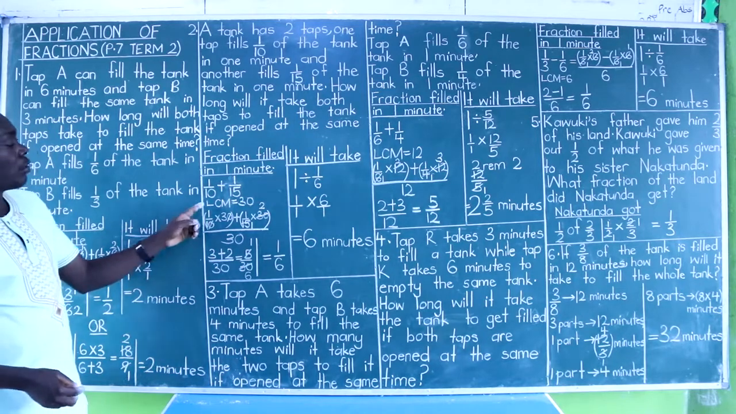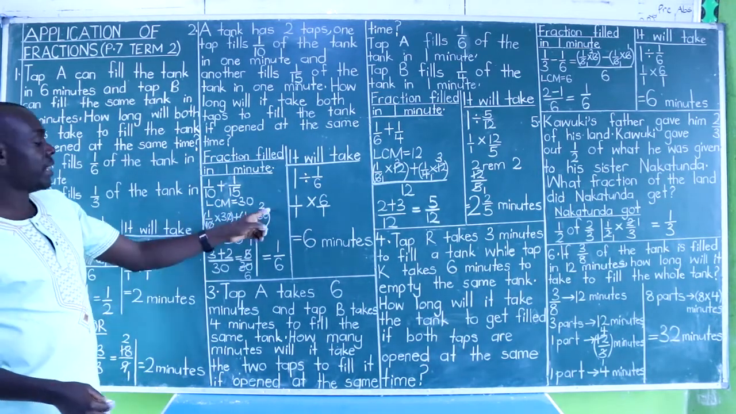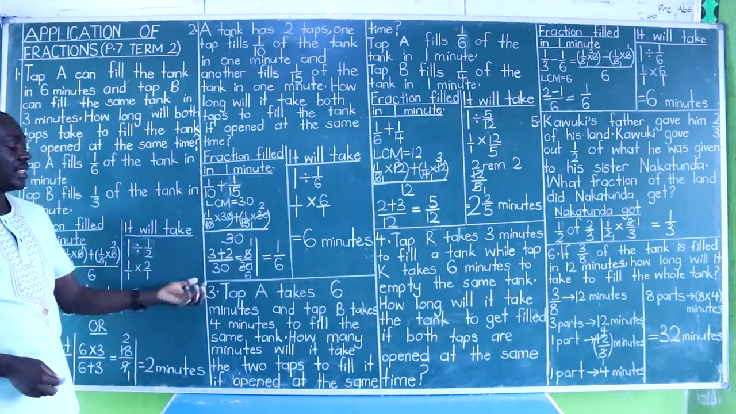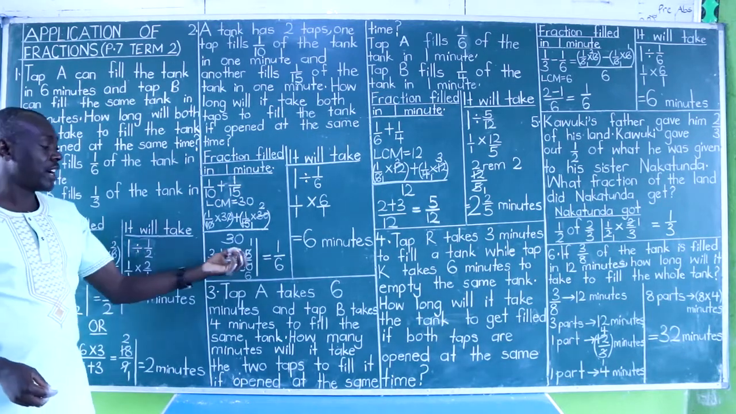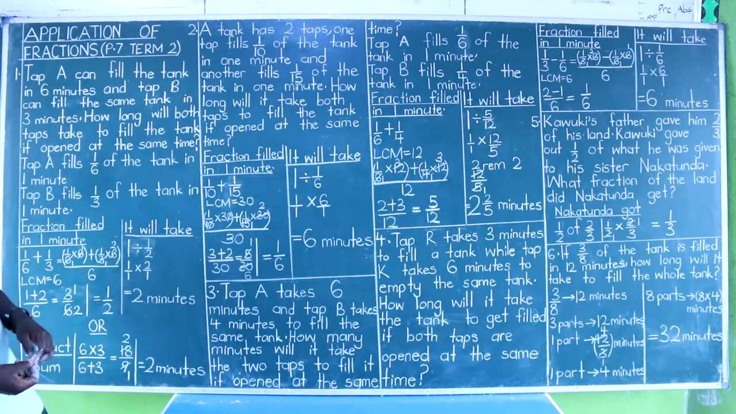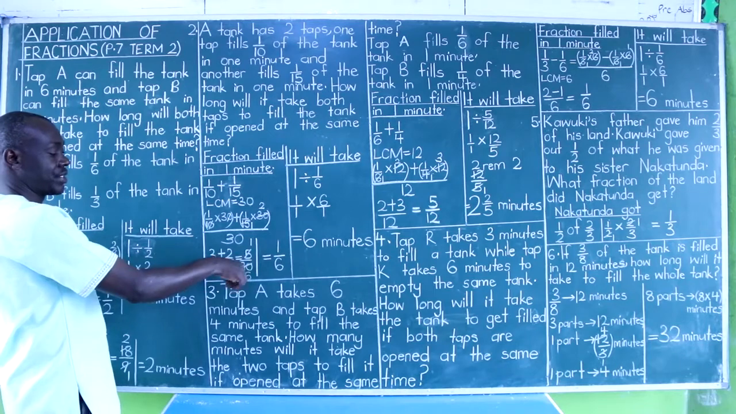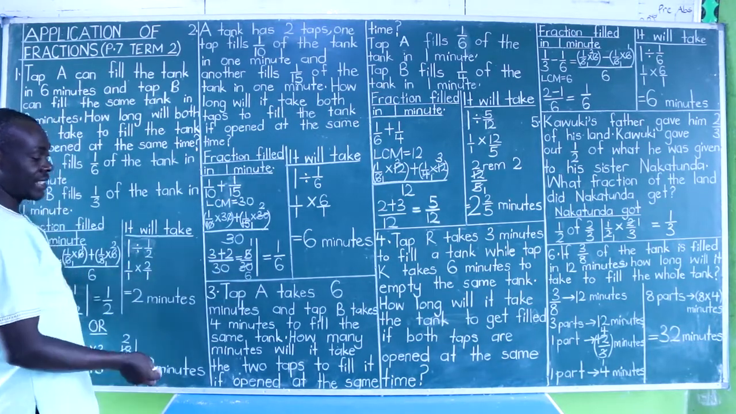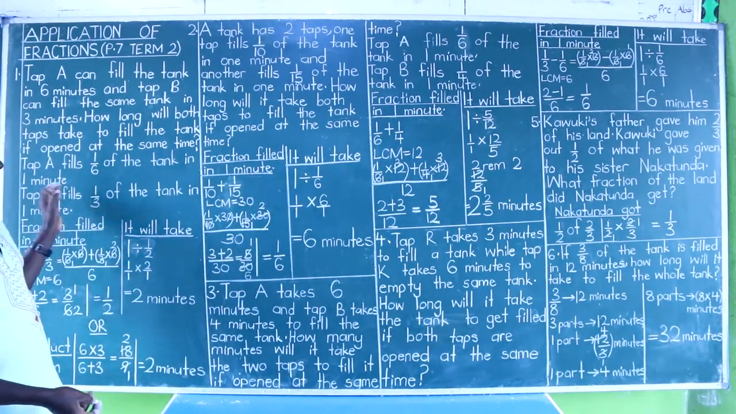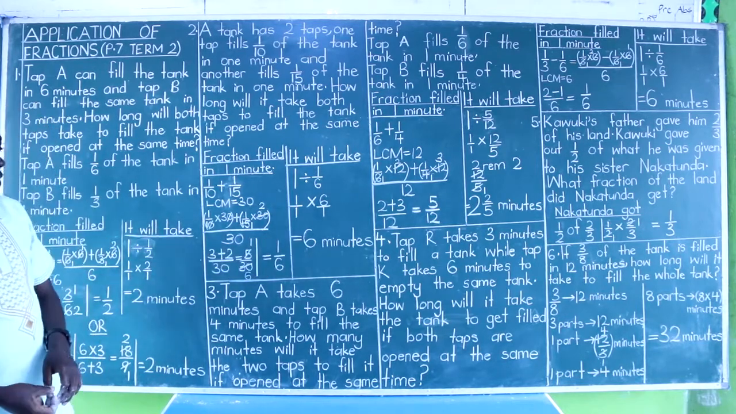Then multiply 1 by 3 to get a 3. 1 by 2 get a 2 out of the 30. Add 3 and 2 to get 5 out of 30. Which 5 out of 30 is further reducible by 5, so do you. Reduce and say by 5 once, and 30 by 5, get a 6. Then finally, they will fill a 6th per minute.